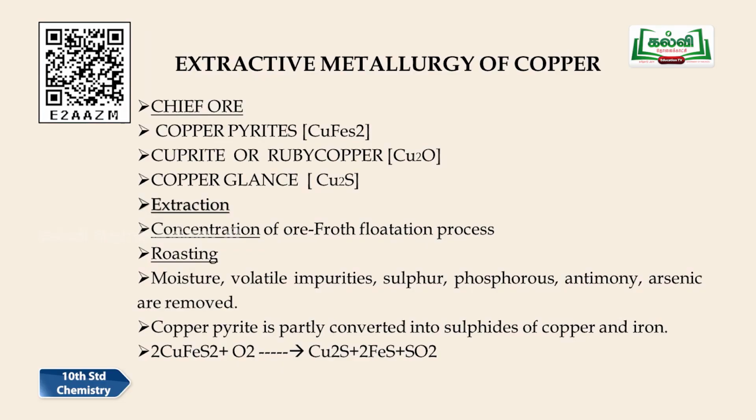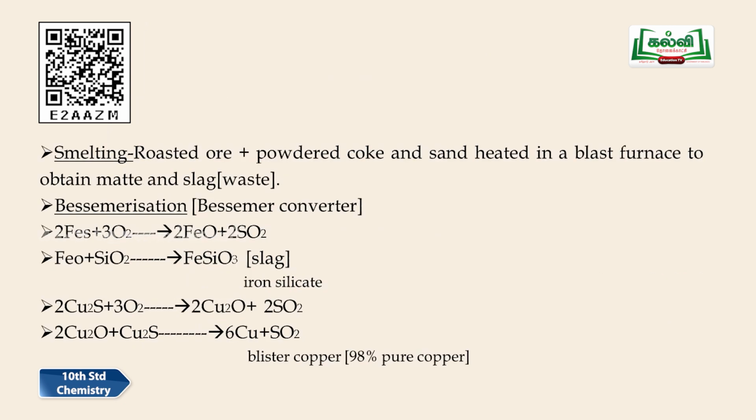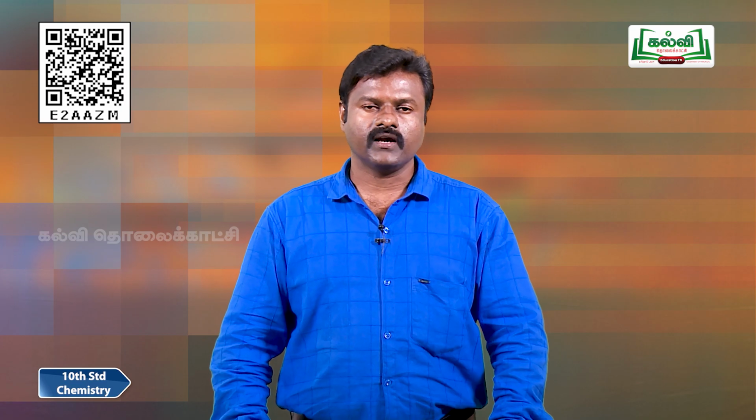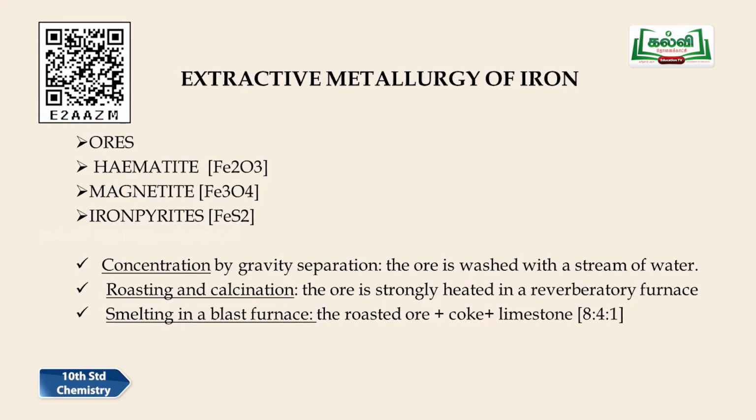Then, for copper, it is concentrated by the froth flotation process. It is roasted, then smelted in the blast furnace, and finally Bessemerization. Finally, you get blister copper. And in the case of iron, first it is concentrated by means of gravity separation, because it is an oxide ore. Then this is roasted and calcined. Here the impurities like water and the volatile impurities are removed. Then smelting in the blast furnace, finally you get iron.